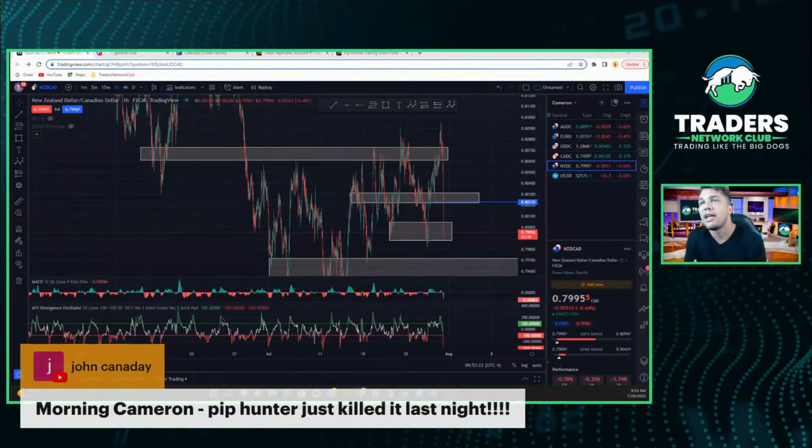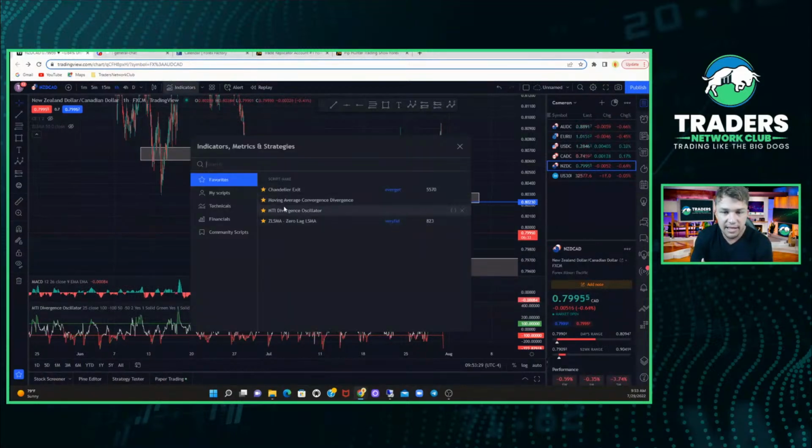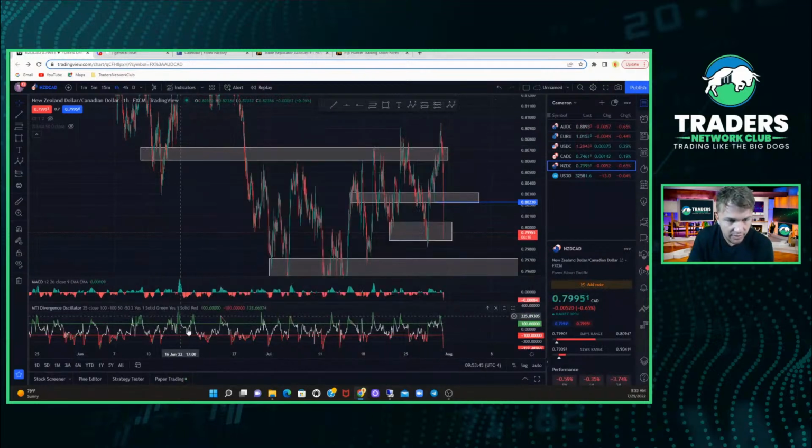What are the names of your indicators? So this indicator right here I'm using is the MACD indicator, the moving average convergence divergence. You can find that when you type it in your indicator list, it's called the MACD. And then over here at the bottom, I use the divergence oscillator, the MTI oscillator. So I have the divergence oscillator and the MACD.